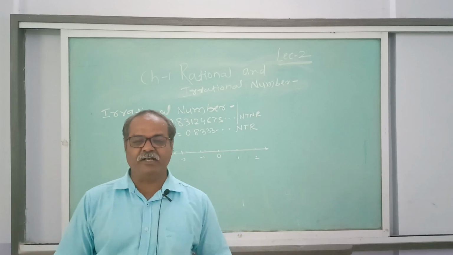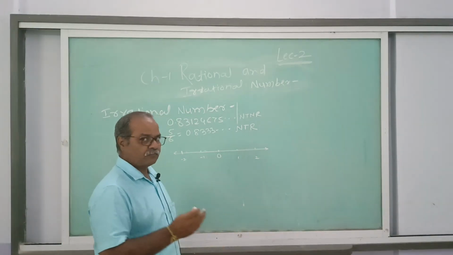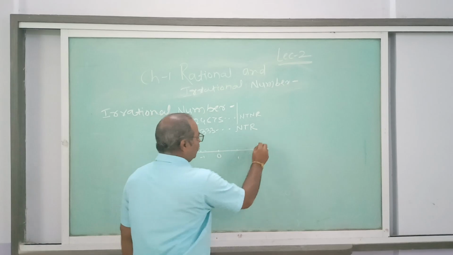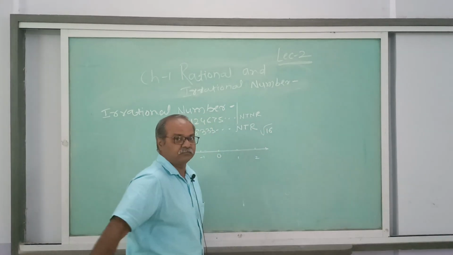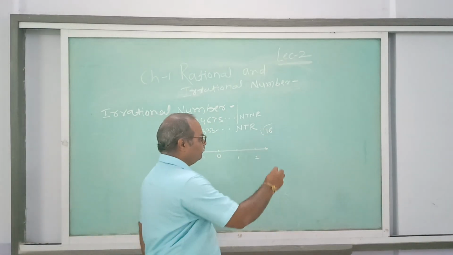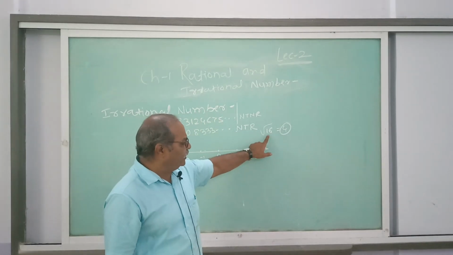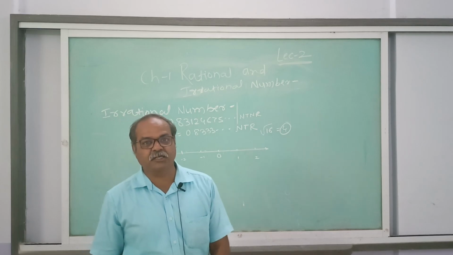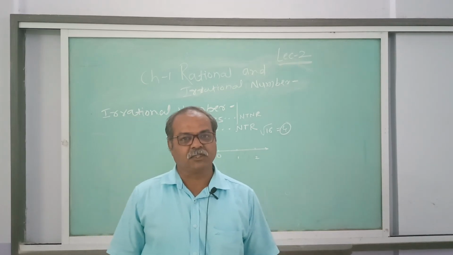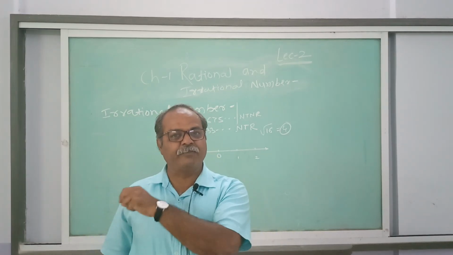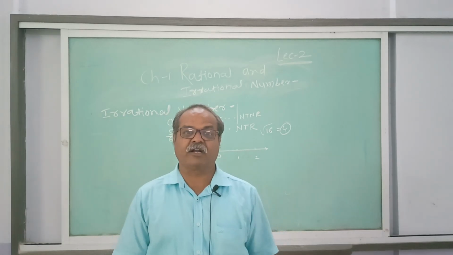So there is one more definition of an irrational number. I will compare it with a rational number. For example, root 16. What is the value of root 16? It is 4. 4 is a rational number. So what is 16? 16 is a perfect square number. The square of 4 is 16. That means 16 is a perfect square number.